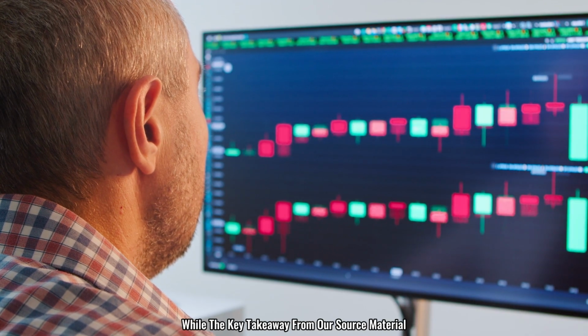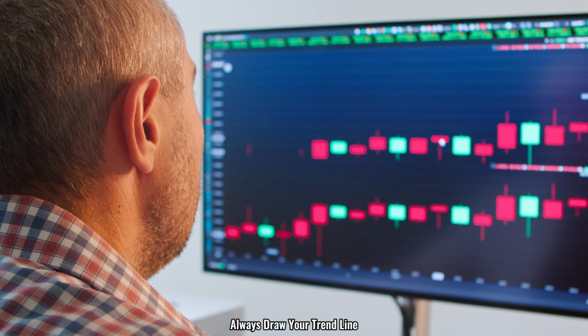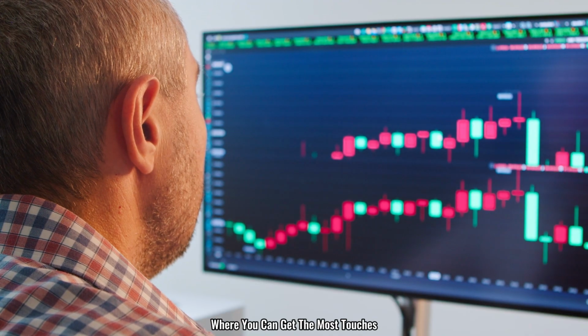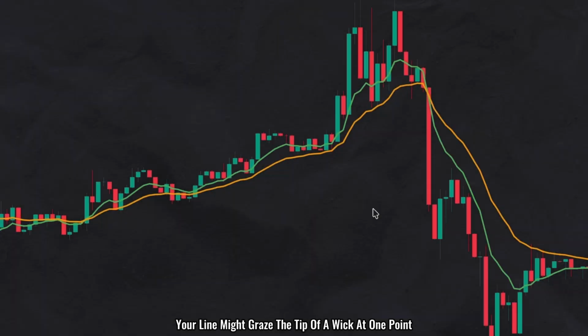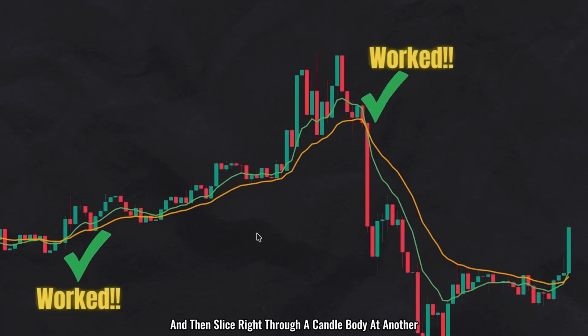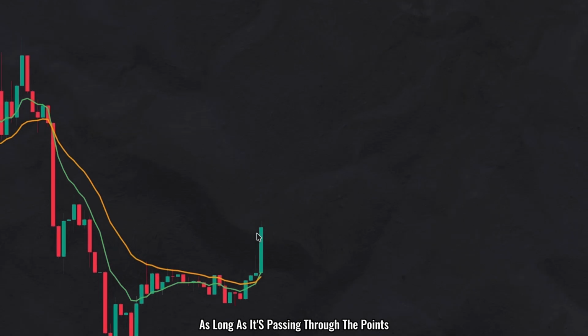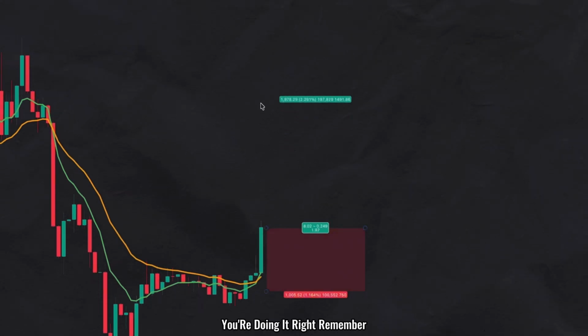If you've ever stared at a chart wondering where exactly the line belongs, you are definitely not alone. While the key takeaway from our source material boils down to this golden rule, always draw your trend line where you can get the most touches. Don't overthink the exact anatomy of the candlestick. Your line might graze the tip of a wick at one point and then slice right through a candle body at another. As long as it's passing through the points that give you the maximum number of valid connections, you're doing it right.